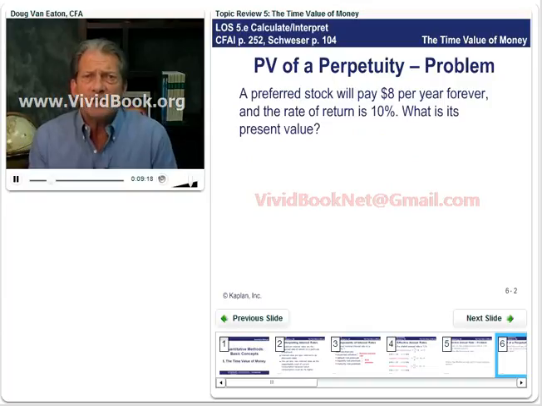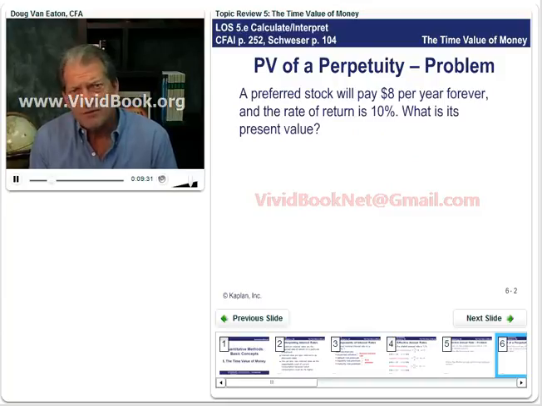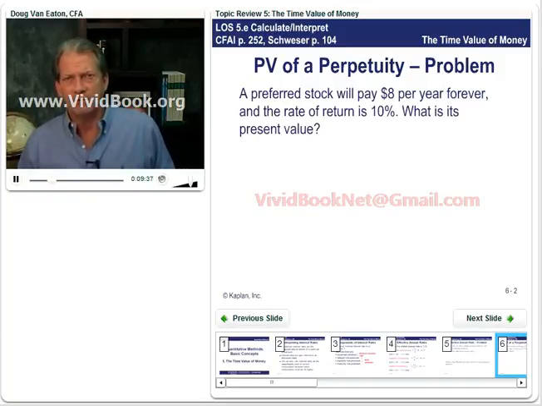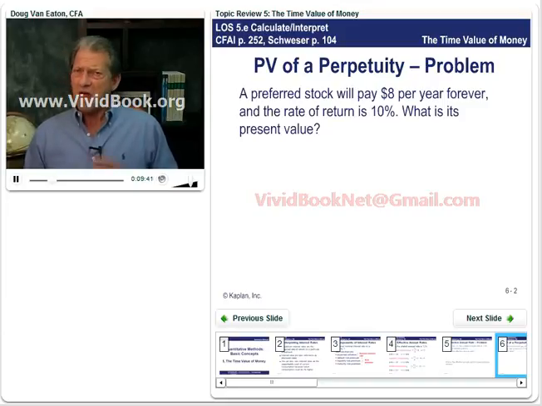Next, we want to take a look at the present value of a perpetuity. Perpetuity pays forever, pays perpetually. And an example of that is a preferred stock. They're often issued with no maturity date. And this one in our example is going to pay $8 a year forever. And the rate of return is 10%. What's the present value of $8 a year forever?